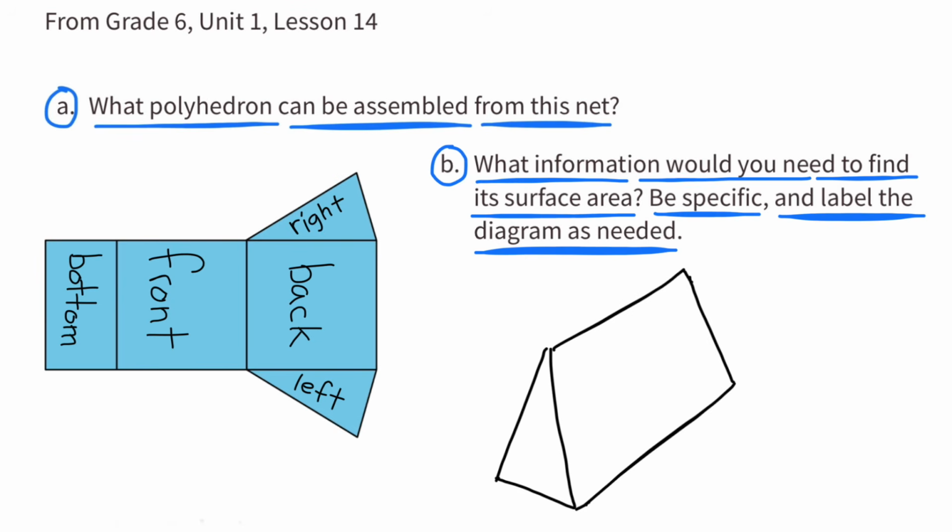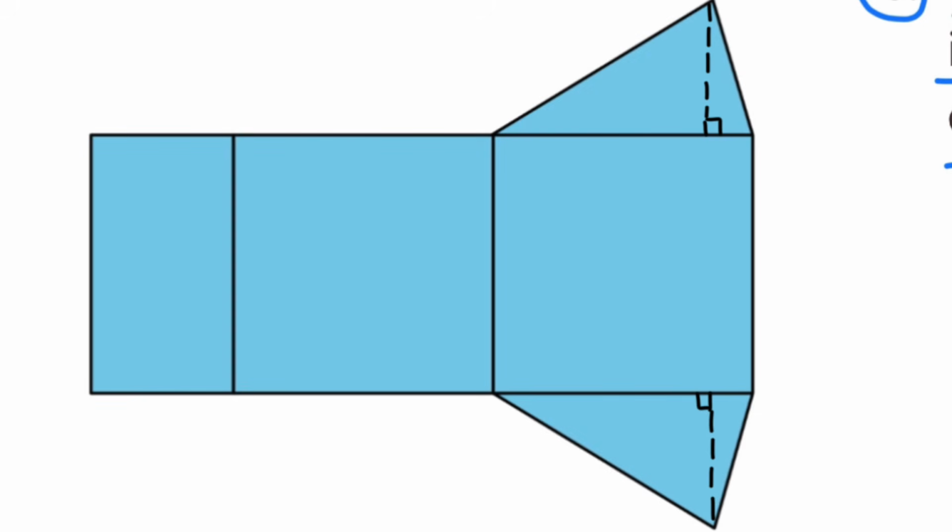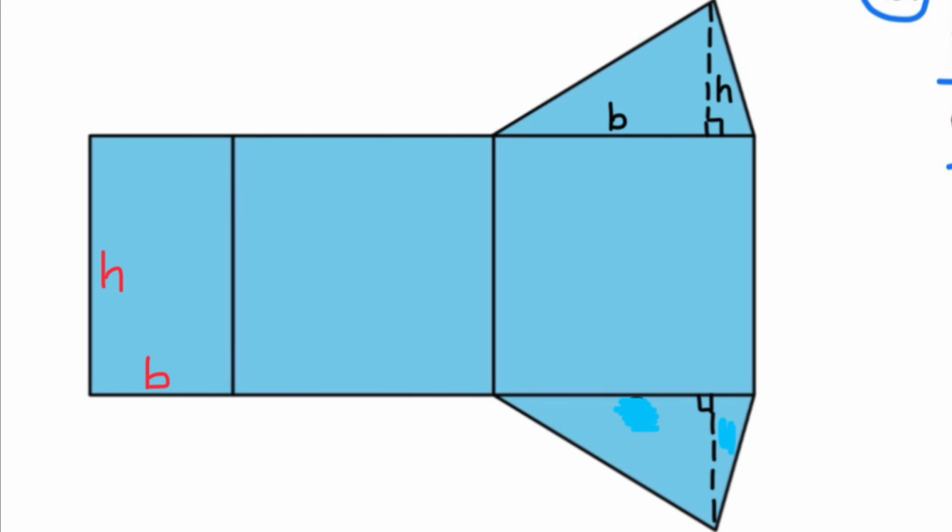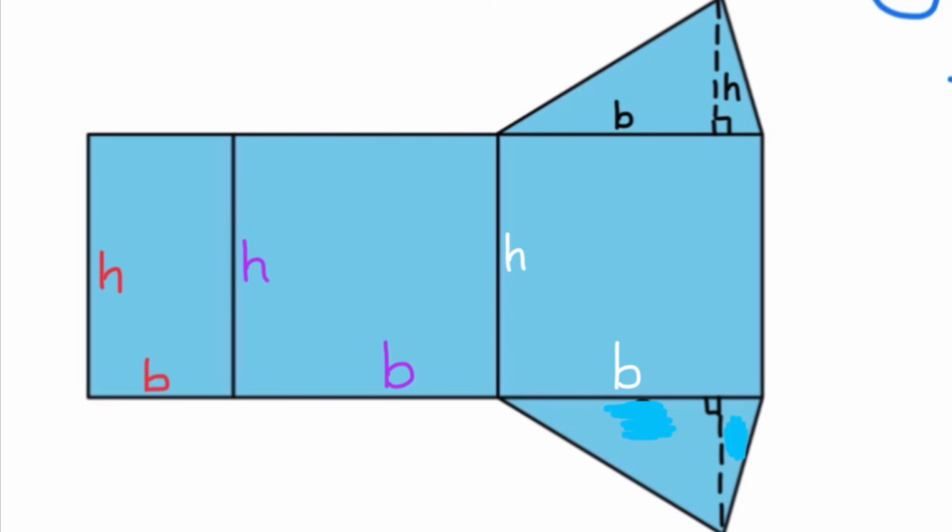You can see I've labeled the bottom, the front, the back, the right side, and the left side. One important piece of information you'd need would be the height of the triangle and the length of the base of the triangle. You'd also need to know the height and the base of the 3 other faces that make up this polyhedron.